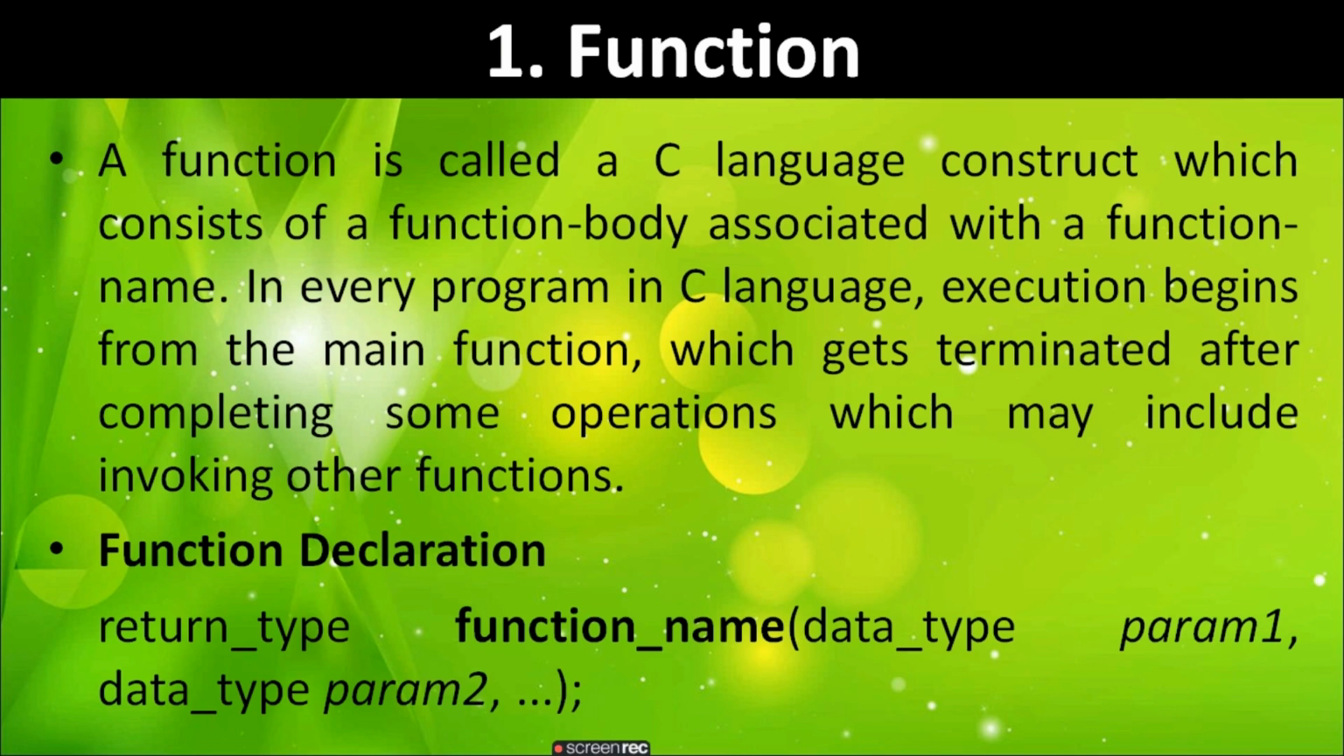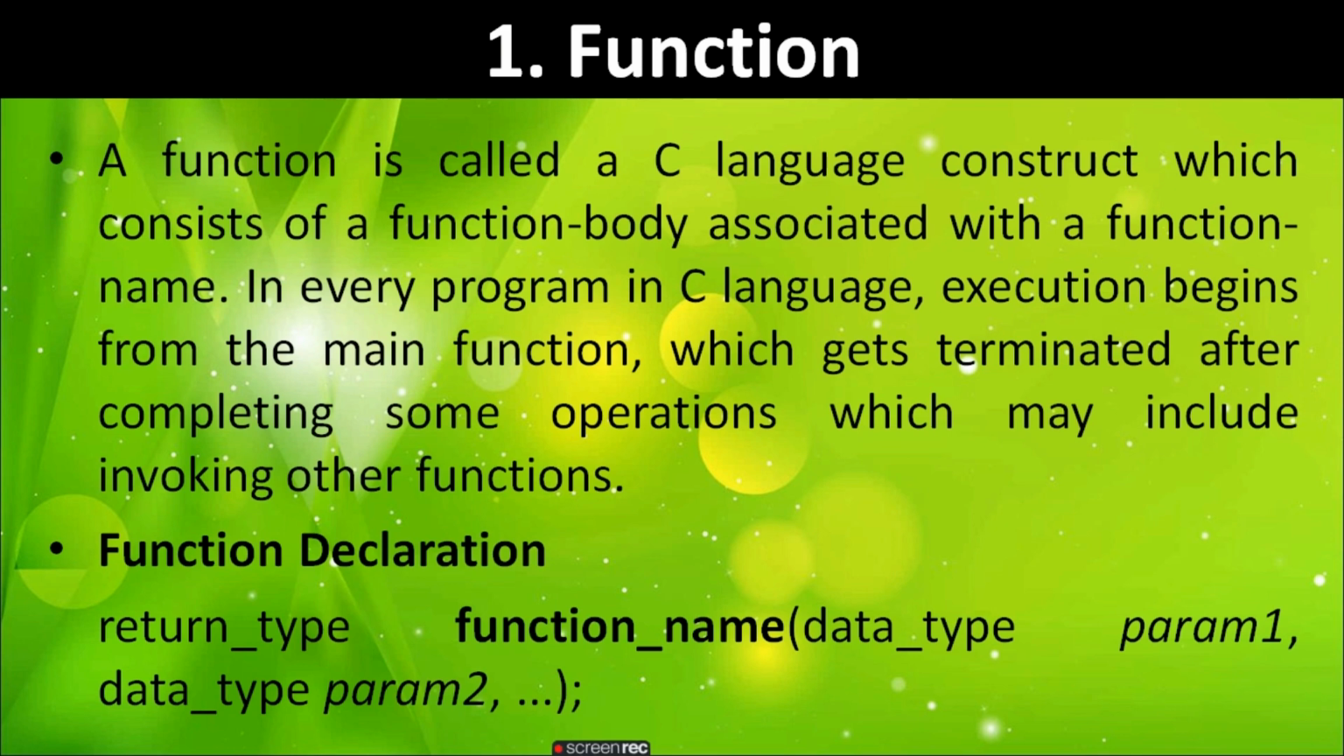Like functions. A function in the C language consists of a function body associated with the function name. As we know, every C program is written in the main. Main itself is a function, and we can have subprograms also. In every C program, the execution always begins from the main function. So main is also a function which gets terminated after completion of some operations, and main always starts from the opening curly brace and ends at the closing curly brace.